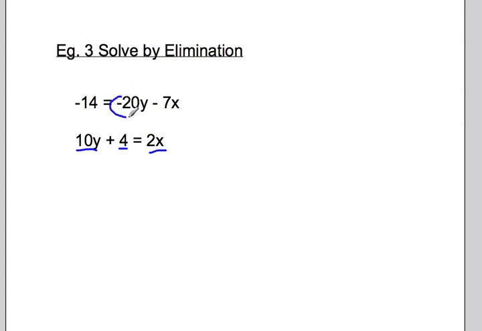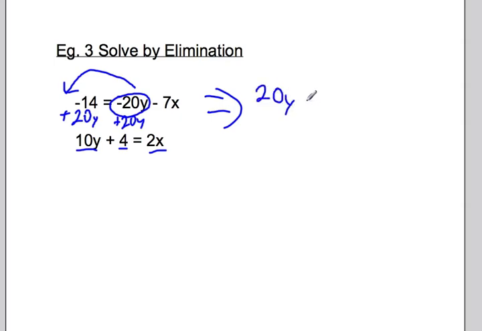In the second equation we have y, and we have a constant, and then x on the other side. So if we can move this y term to the other side of the equation, then we'll have everything lined up. So what I'm going to do is add 20y to both sides of that first equation, and then we'll get 20y minus 14 equals negative 7x. That's the first equation. The second equation stays exactly the same.